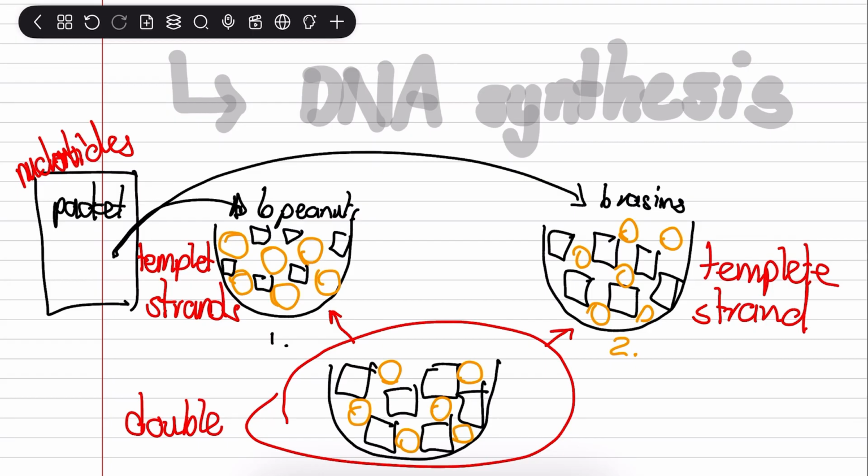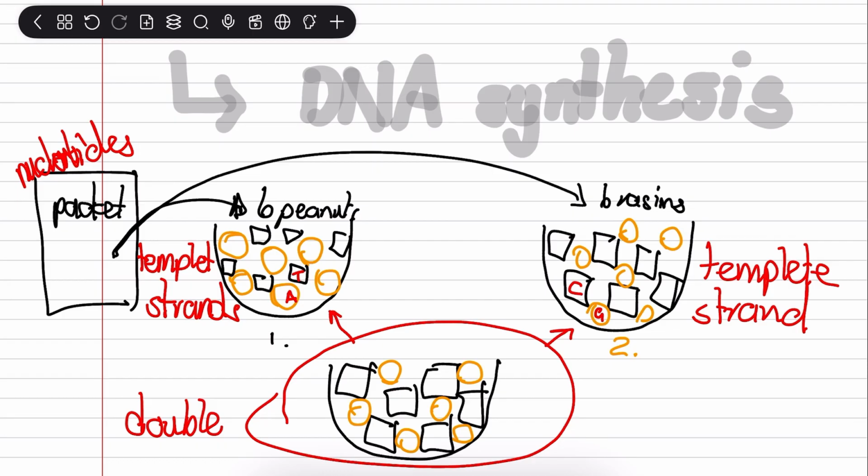So therefore, we know that peanut A, adenine, will bind with raisin T, thymine. Raisin C, cytosine, will bind with peanut G, guanine. So we know that A will bind with T, and C will bind with G. Does that make sense? This would obviously then be a complete copy and paste of the original DNA strand. All right. Then the two strands zip up again.